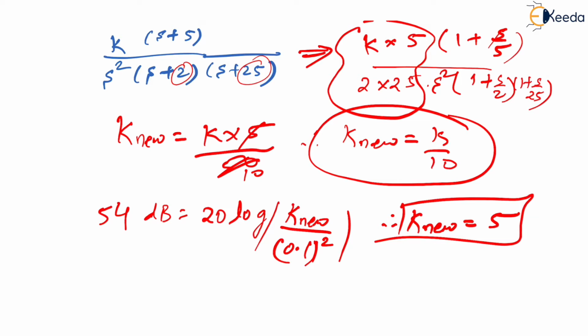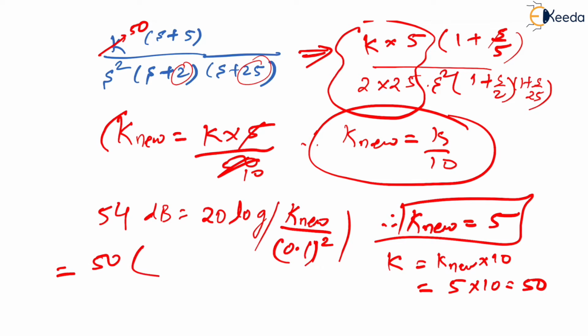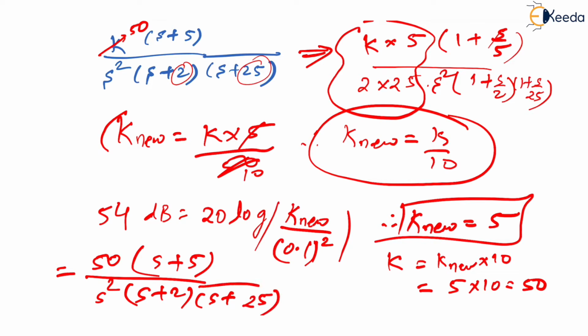But if you are interested to find k value, then k value will be what? See, k new is nothing but k by 10, so k is nothing but k new into 10. Right? So your k value becomes 5 into 10, which is nothing but 50. So you can directly replace k with 50. So your transfer function becomes 50 into s plus 5 upon s squared into s plus 2 into s plus 25. Is that correct? This becomes your transfer function.